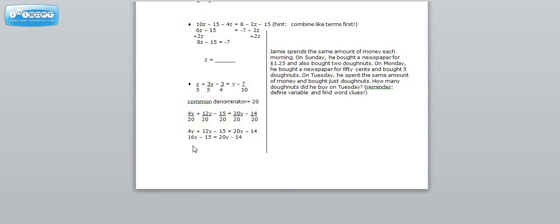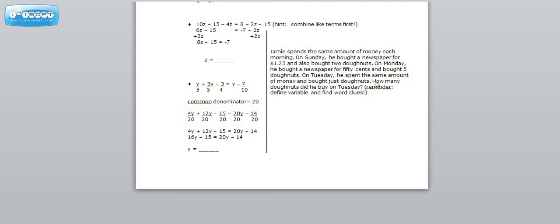I'm not going to finish that out for you. I want you to finish this out on your notes. Get 20y off of this side and onto this side. Get this negative 15 off of this side and onto that side. And write your solution at the bottom of your notes.